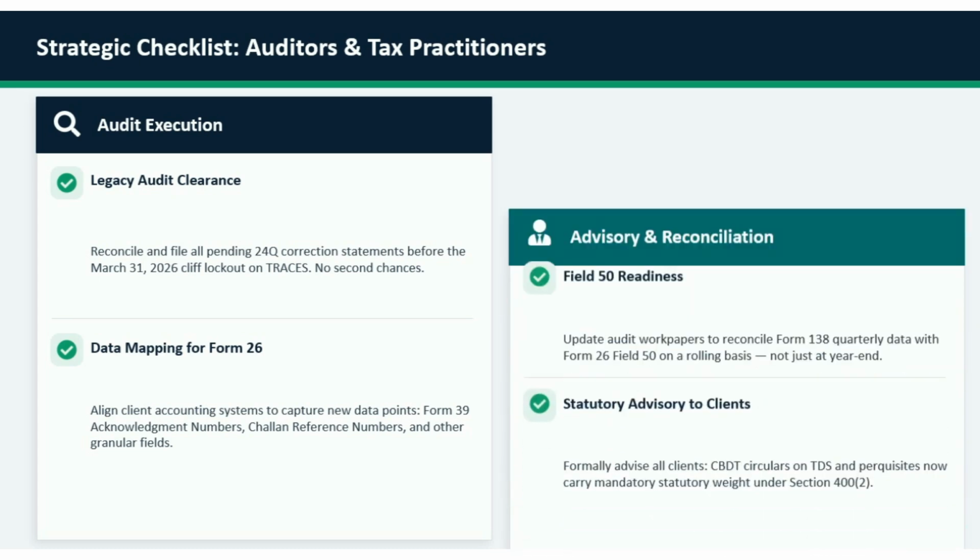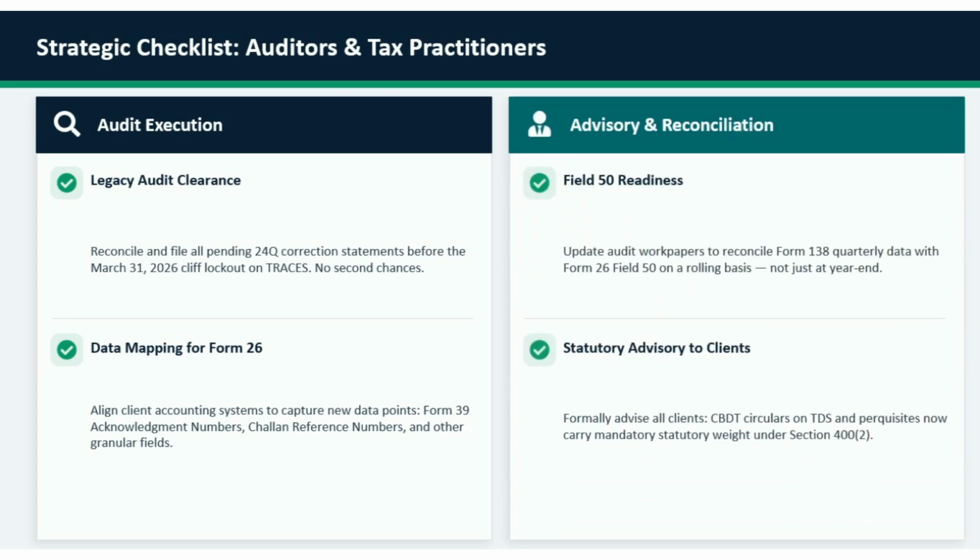On the advisory side, auditors must ensure continuous reconciliation between Form 138 and Form 26 Field 50, rather than relying on year-end checks. Statutory advisory also becomes essential, with CBDT circulars now carrying mandatory authority under Section 402. Overall, the role of auditors is shifting toward continuous, data-driven compliance oversight.